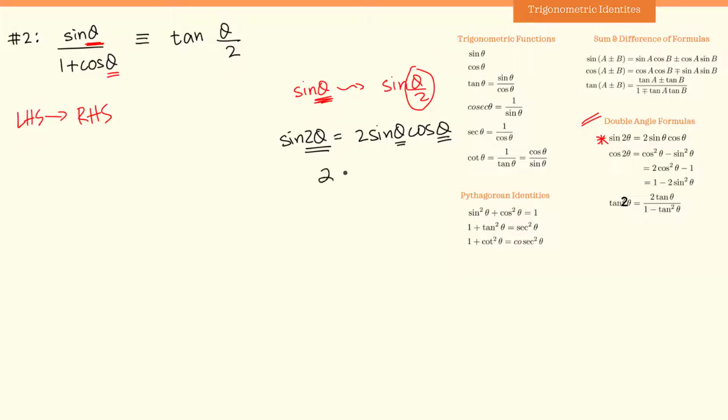A double angle is converting into a single angle. So if I have a single angle, it would be converted into a half angle. So it would be 2 sine of half theta cosine of half theta. So if I need to convert sine of theta into a trigonometric function that has the angle of theta upon 2, I'll use this formula. So in place of sine theta, I'll write 2 sine of theta upon 2 cosine of theta upon 2.